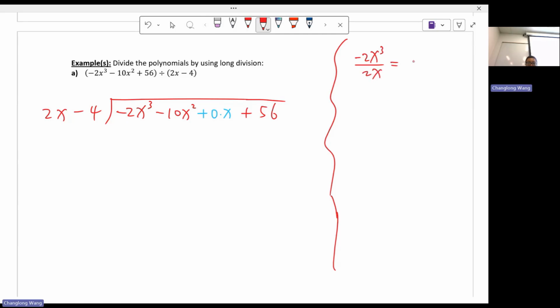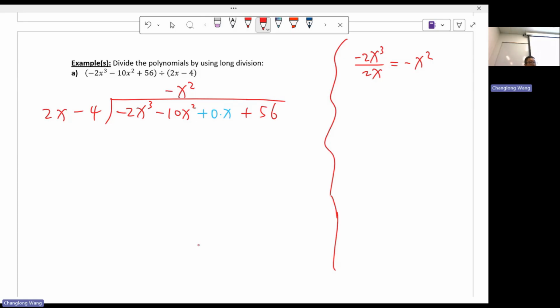So the number works out as -1, right? 2/2 with a negative sign, and the variable works out as x to the second power. And that will be only part of the quotient. And you're going to put the quotient on top of the division symbol. But make sure you put that right on top of the term that has the same power of x, just to line up everything vertically.